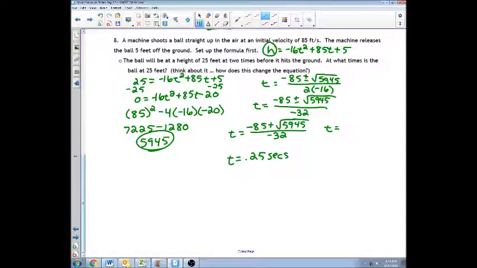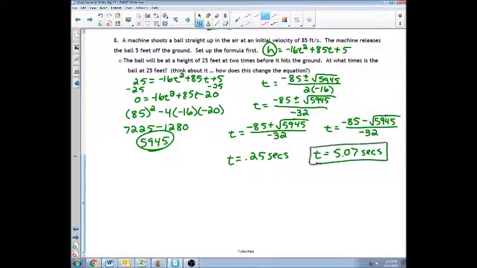I could also have the opposite, which is negative 85 minus the square root of 5,945 over negative 32. If I type the numerator straight through my calculator, hit enter, then divide by negative 32, what I'm going to get is 5.07 seconds. So those are the 2 times that the ball would reach 25 feet.